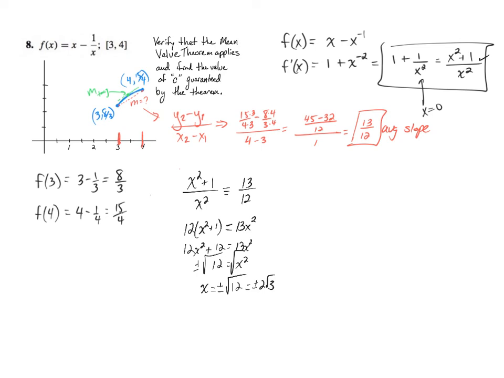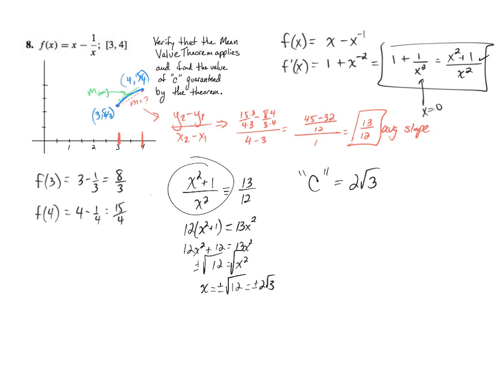Now, that says that there are 2 places where this derivative is equal to 13/12. It's equal to it at 2 root 3 and negative 2 root 3. However, the value of c guaranteed by the theorem is simply the one that's between 3 and 4. And so, of course, negative 2 root 3 is not going to be between 3 and 4, but I can bet you that positive 2 root 3 is a value that's between 3 and 4. So that's the place where the slope of the curve is equal to the average rate of change of the curve over the interval from 3 to 4. And that's a very typical mean value theorem problem.